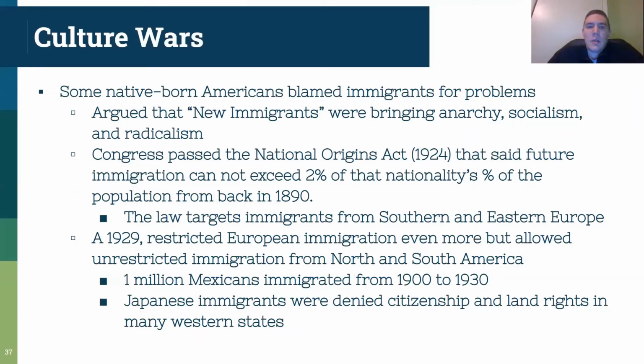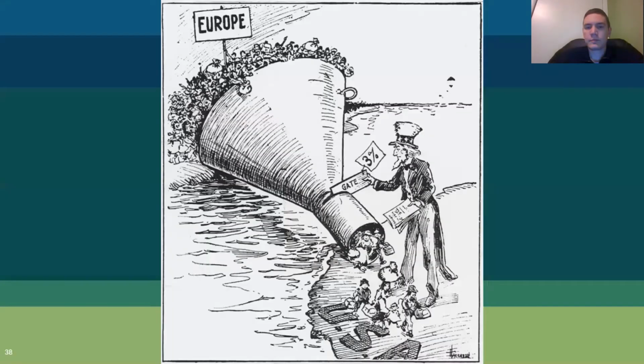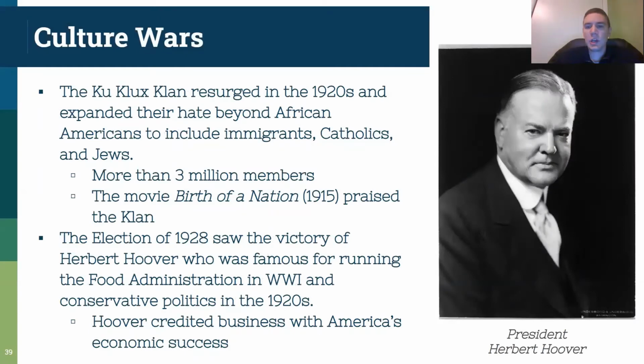We talked about this anti-immigration movement in the 1920s. This idea that new immigrants are bringing anarchy, socialism, and radicalism. And so Congress will pass the National Origins Act in 1924, making it more difficult for new immigrants from Southern and Eastern Europe to come into the United States. The KKK also resurged in the 1920s to its highest point. They expanded their hate beyond African Americans to also include immigrants, Catholics, and Jews.